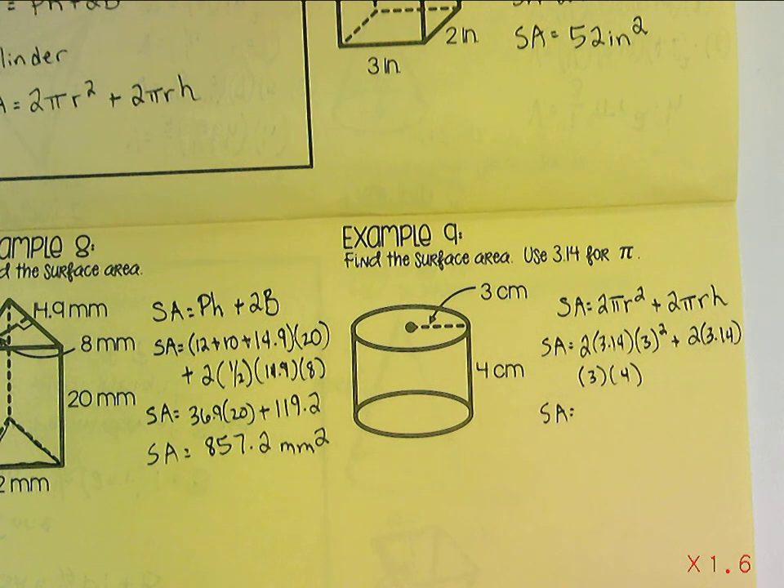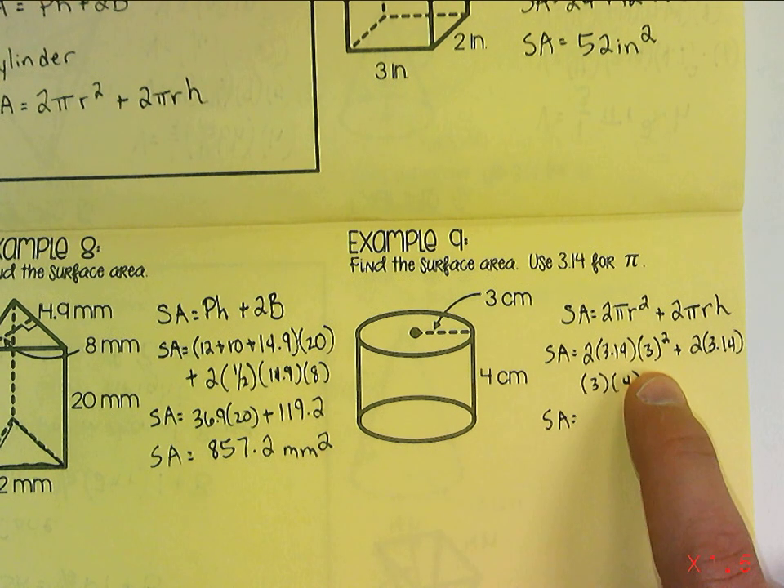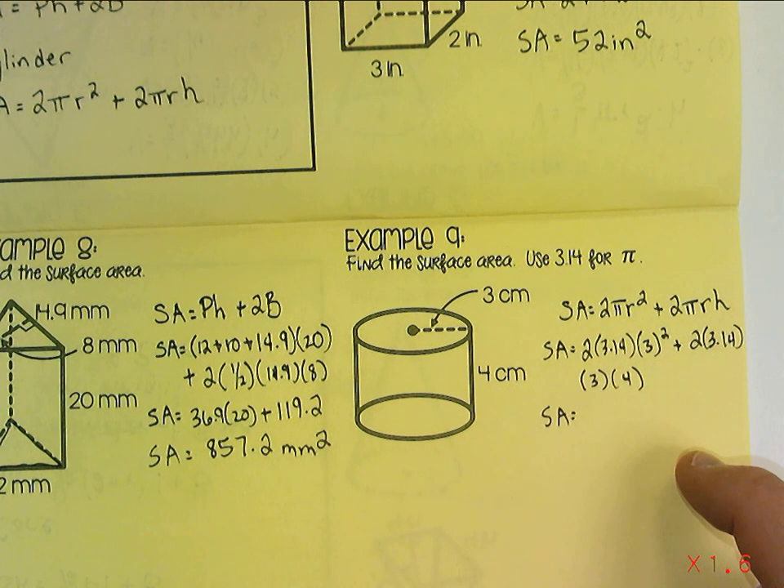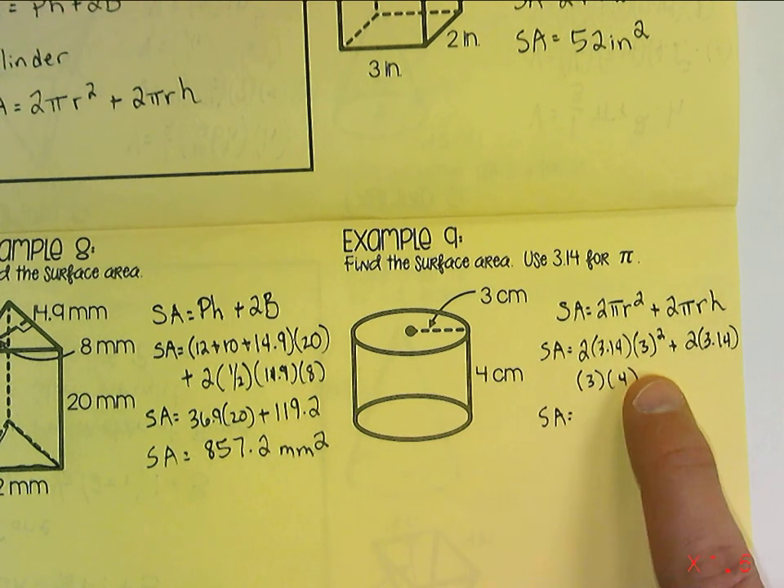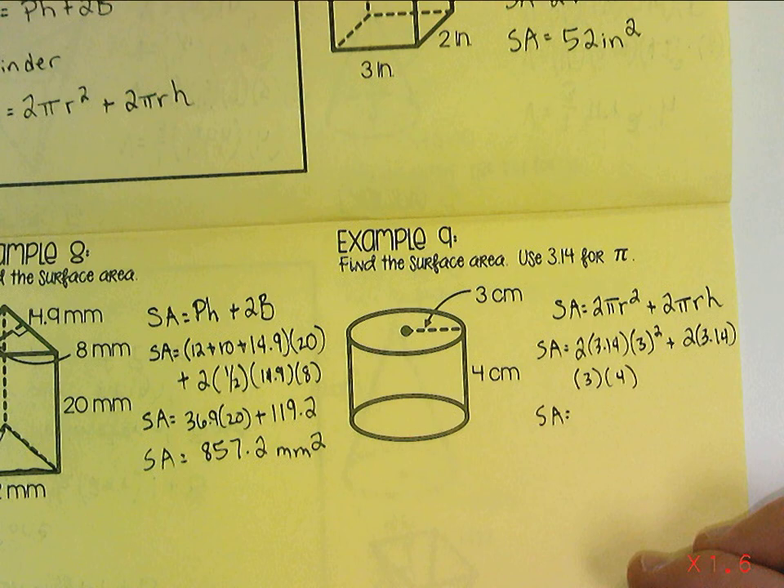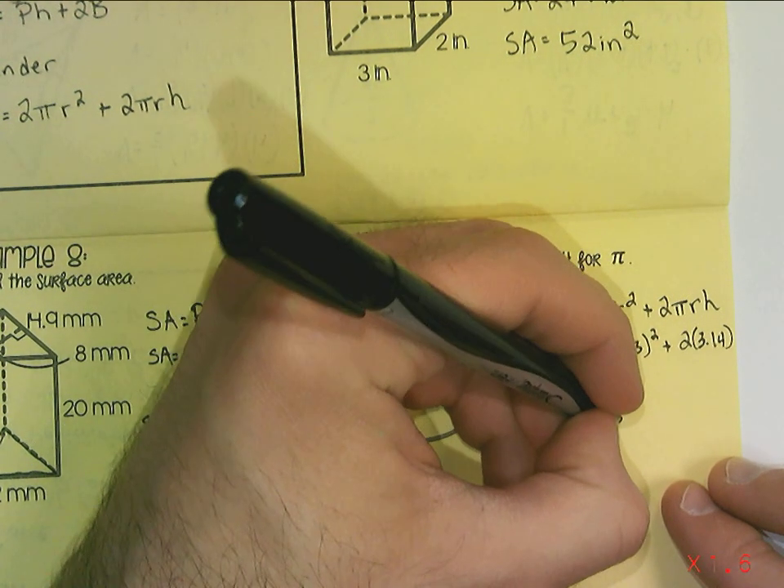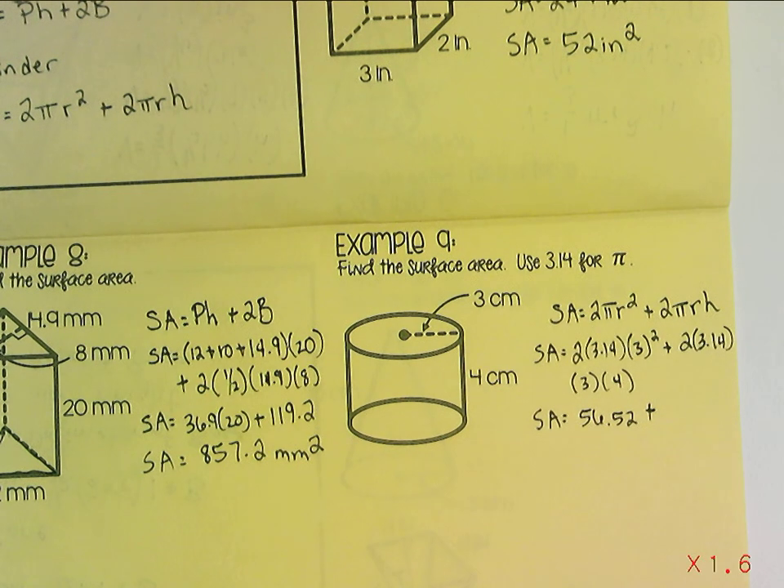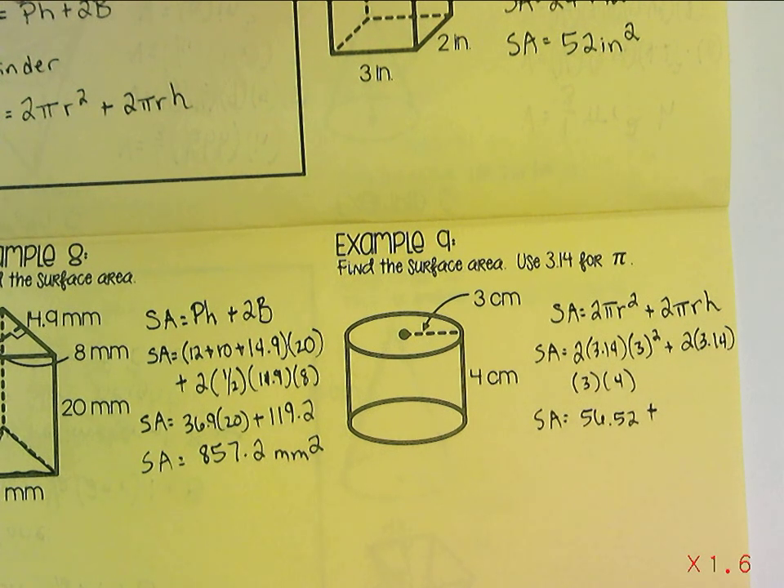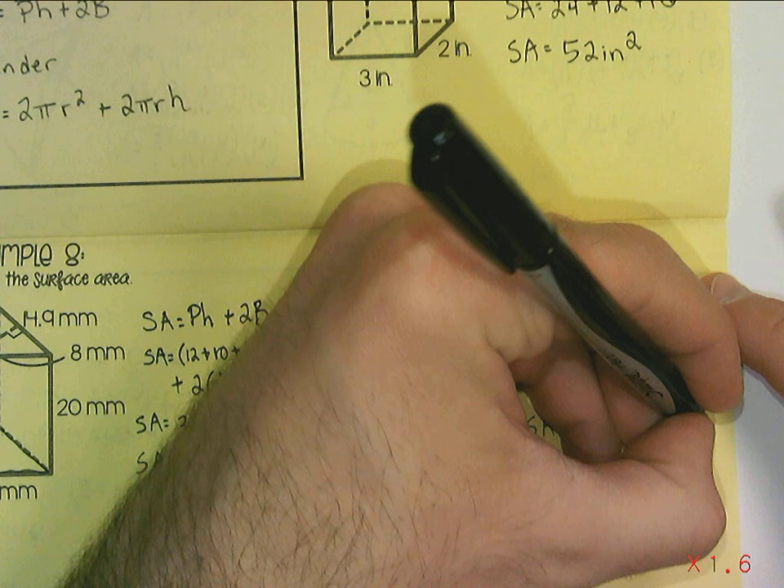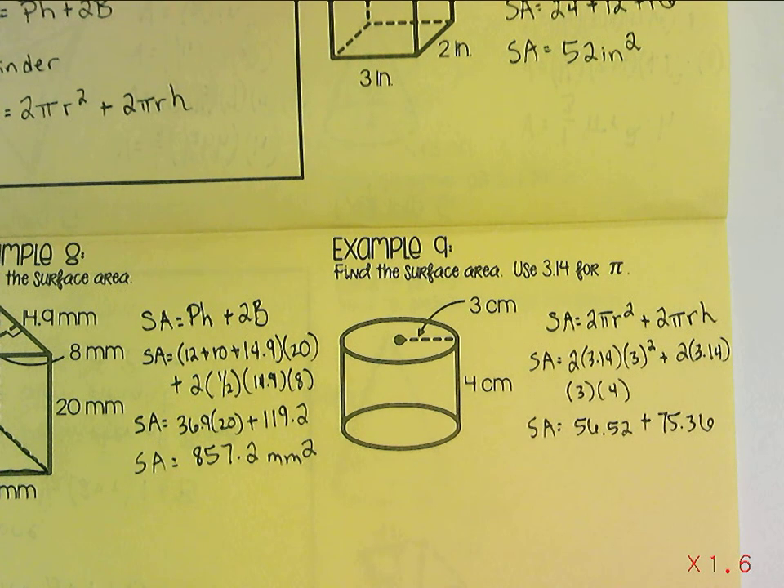So just some background on that. So I'll carry out the multiplication here. Remember, you have to take care of this first, that 3 squared. So 2 times 3.14 times 9. I just did that in my head and knew that was 9 and multiplied it. So that first part is 56.52 plus 2 times 3.14 times 3 times 4 is 75.36. So add those together.